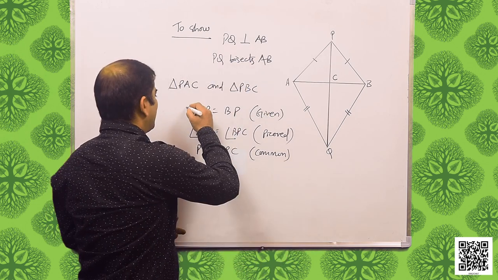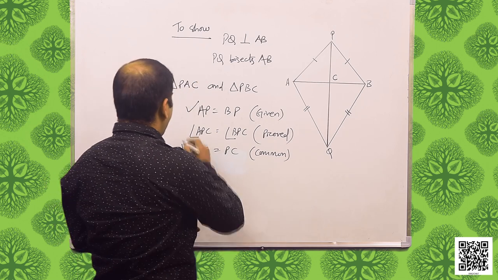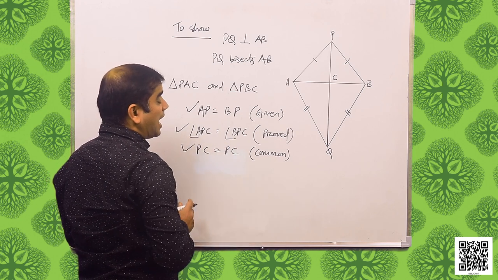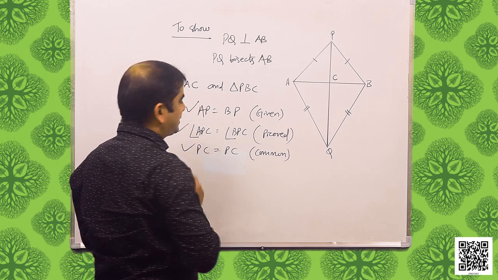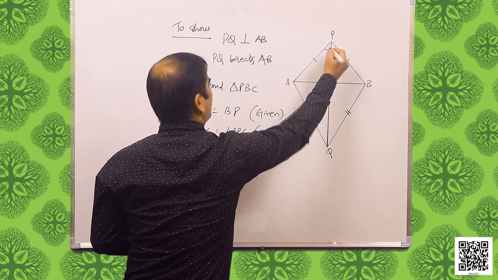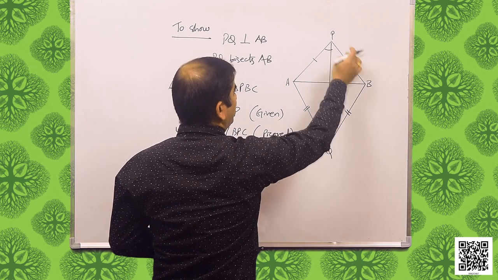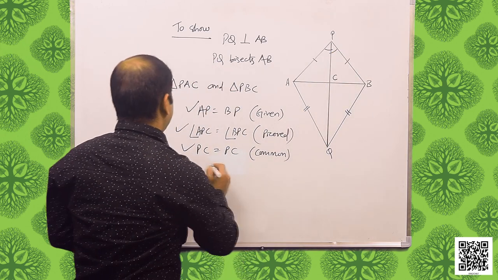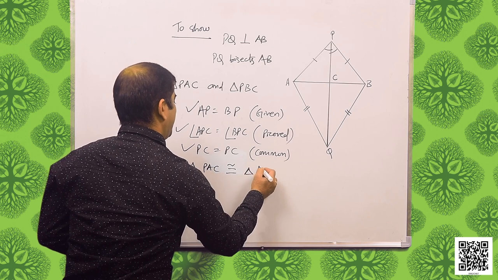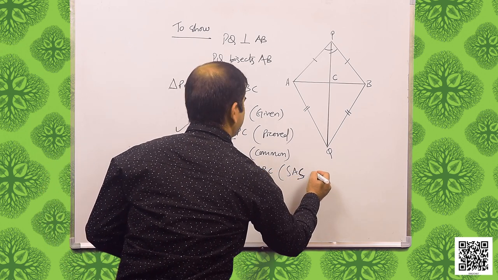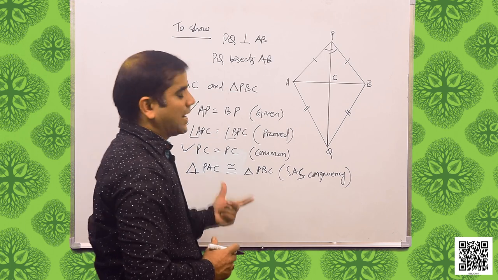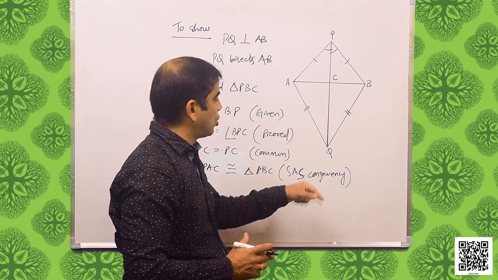That means we have two corresponding sides and one angle equal to each other. But whether these angles are included angles for these sides, let us check. AP and PC and angle APC. Fine, this is the included angle. PC and PB and angle BPC. Fine, this is also an included angle. That means triangle PAC is congruent to triangle PBC by SAS congruency.